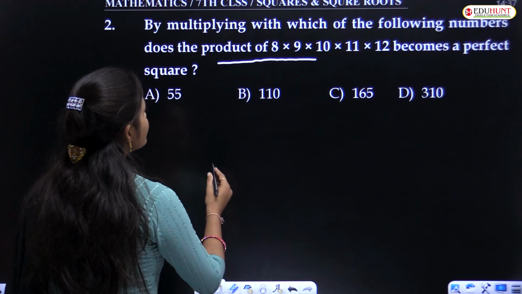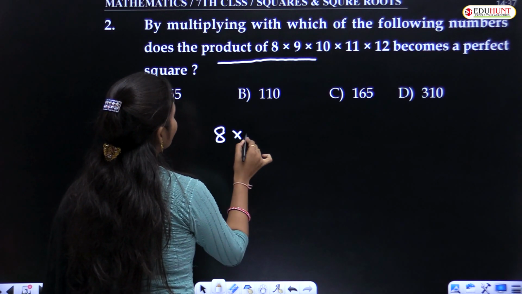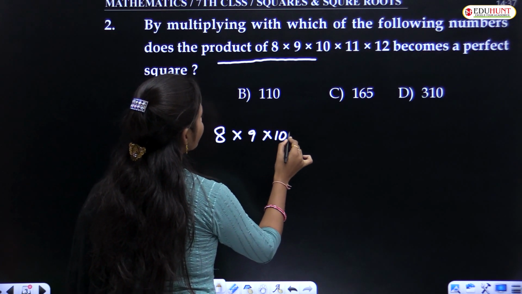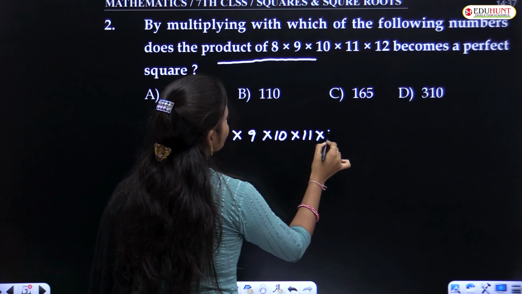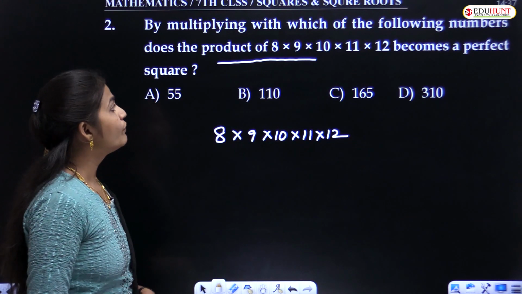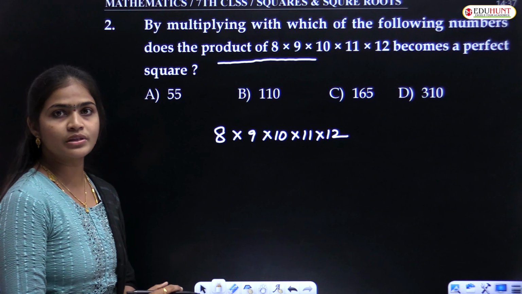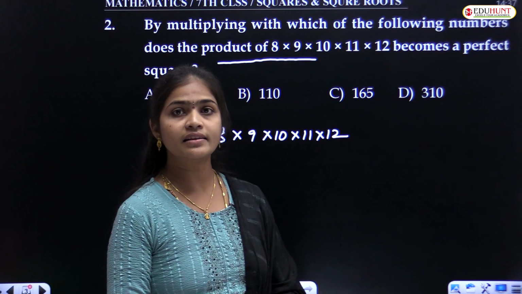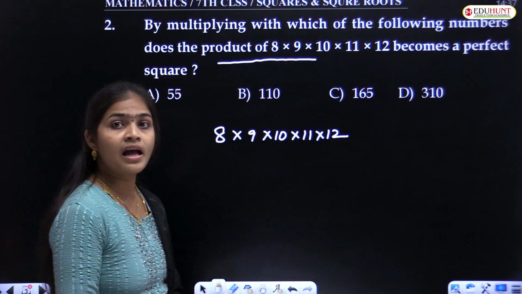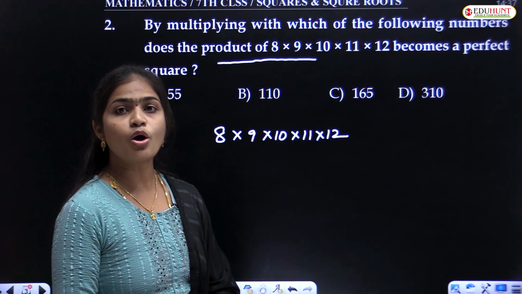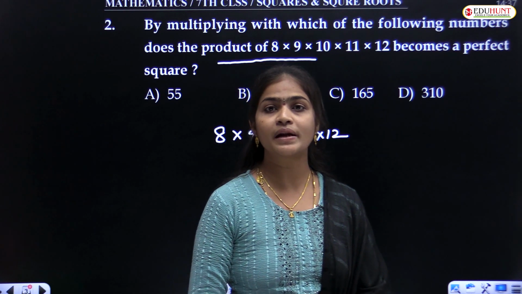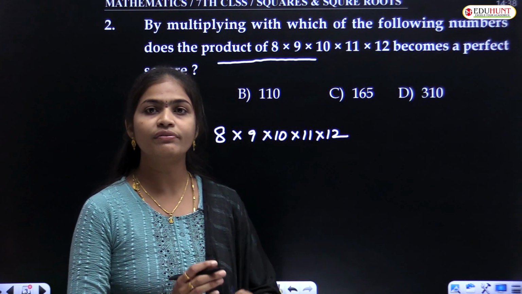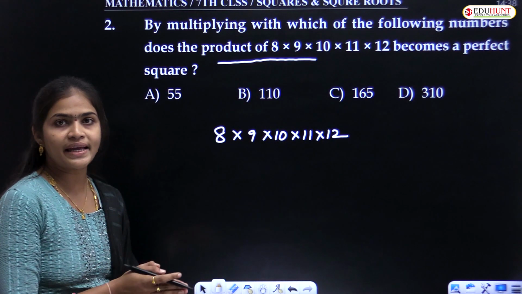Okay, so see here, 8 into 9 into 10 into 11 into 12. Clear? So which number do we have to multiply to this number so that we get a perfect square? How can we say that the given number is a perfect square? I told you that the powers of the primes should be even, then only we can group them as pairs.